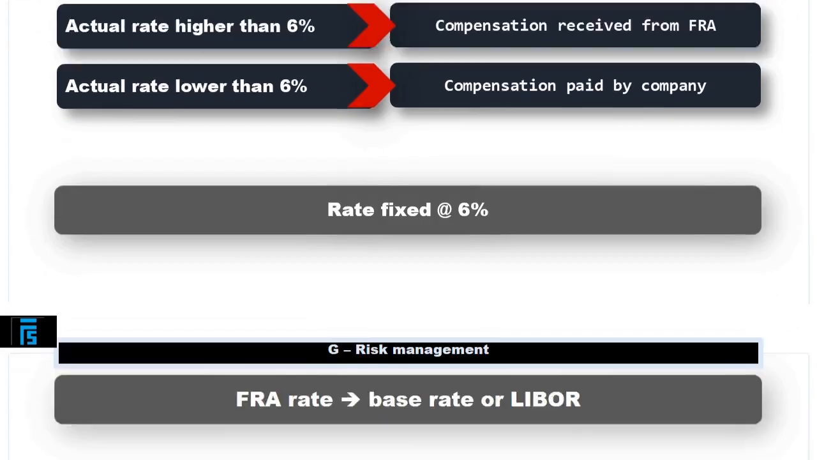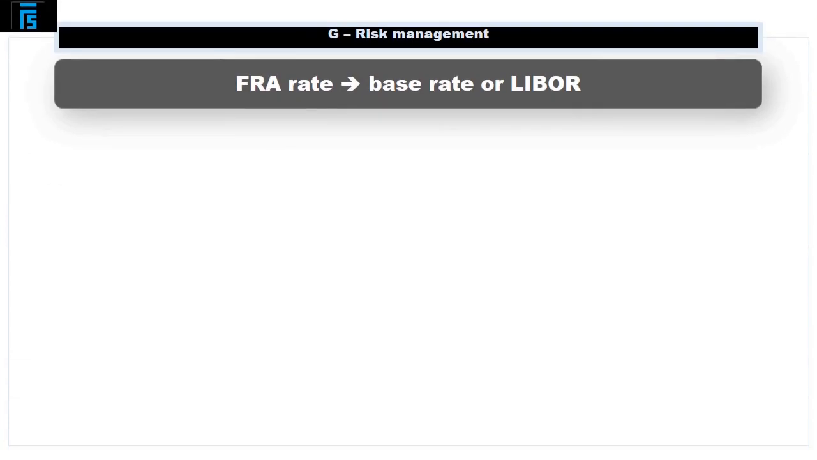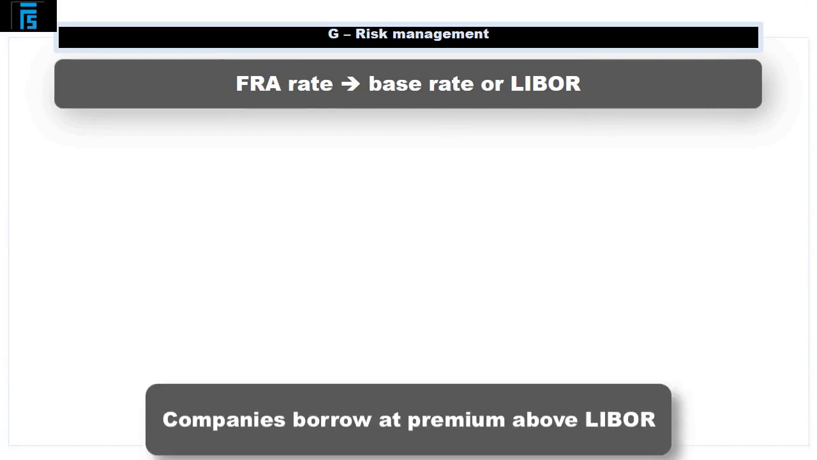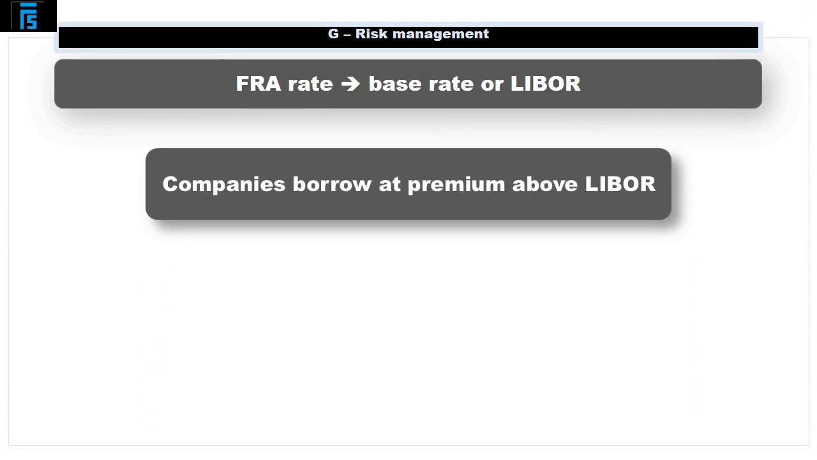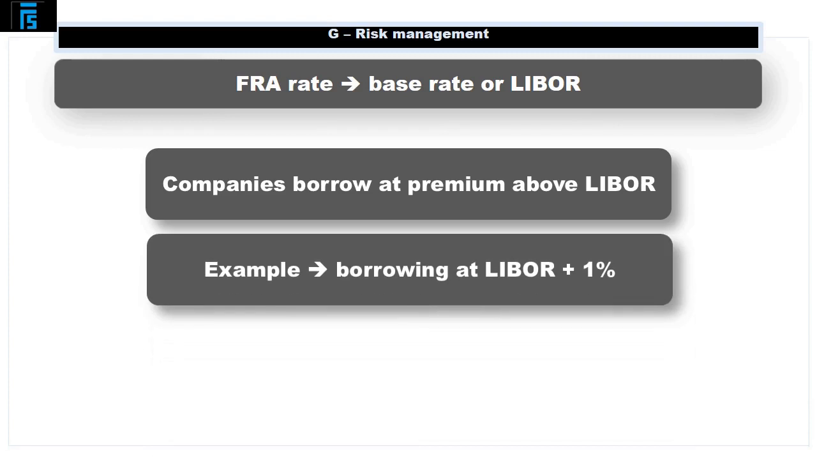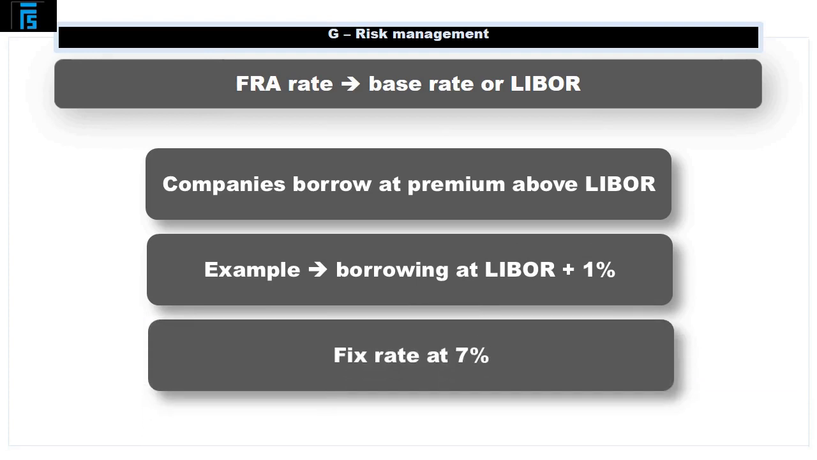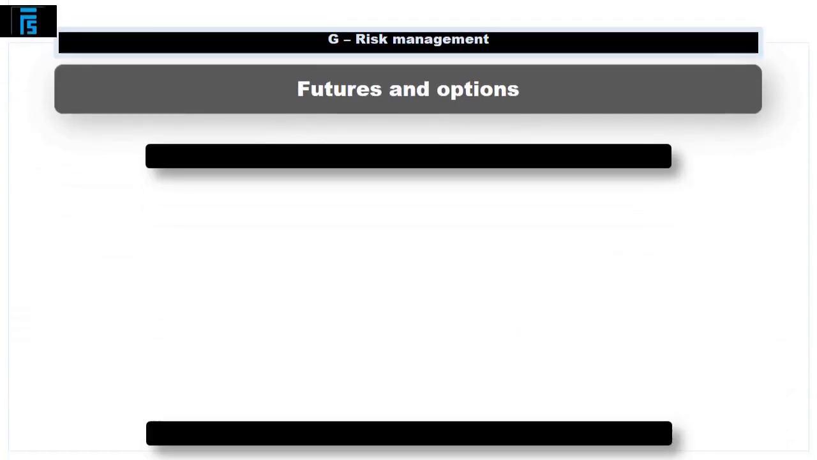Finally, it should be noted that the FRA rate refers to the base rate or LIBOR. Companies will borrow at a premium above LIBOR based on their credit rating. For instance, in the above example, a company who can borrow at LIBOR plus 1% will fix the rate at 7%, being the 6% quoted in the FRA plus the 1% premium.